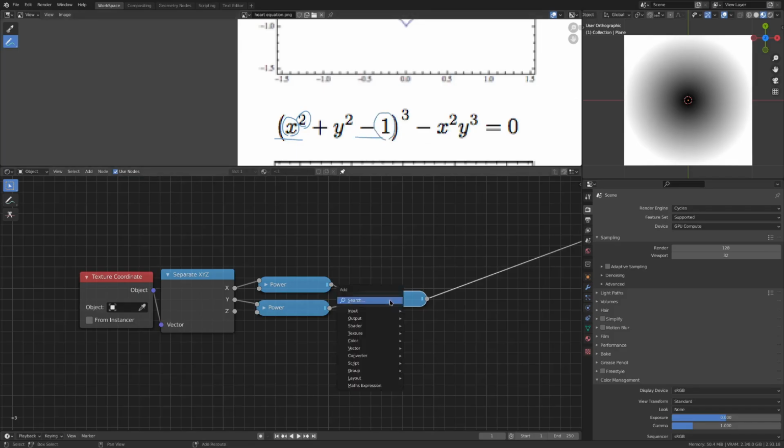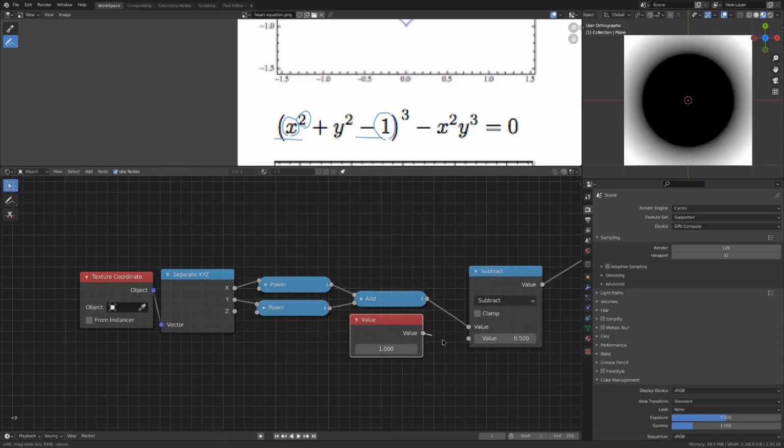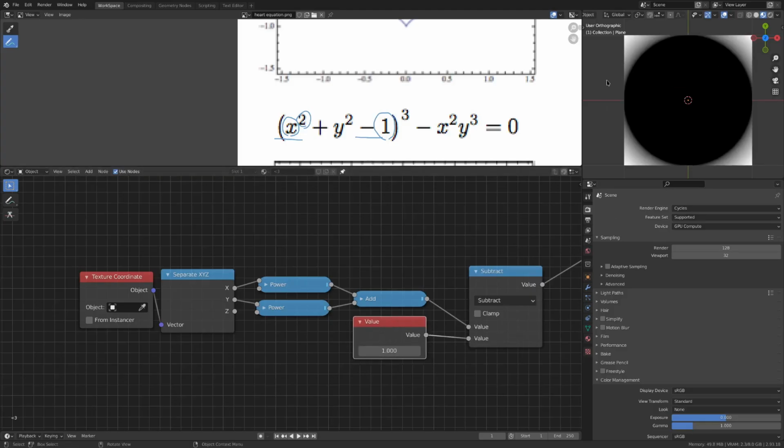And we need to subtract 1. So we are going to use a Value node, set it to 1, subtract 1 here, and we'll get this bigger circle.